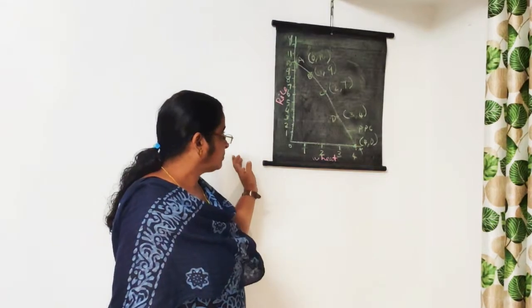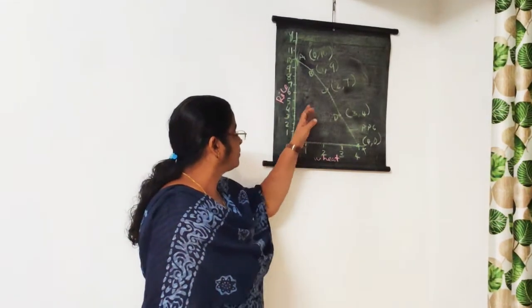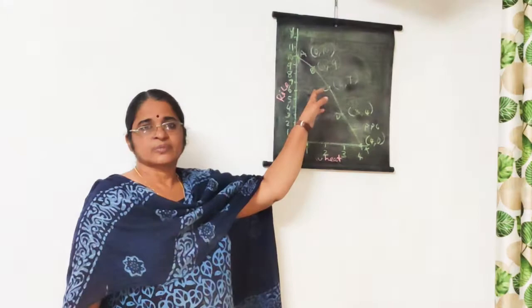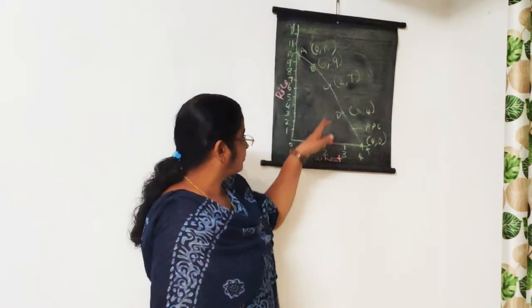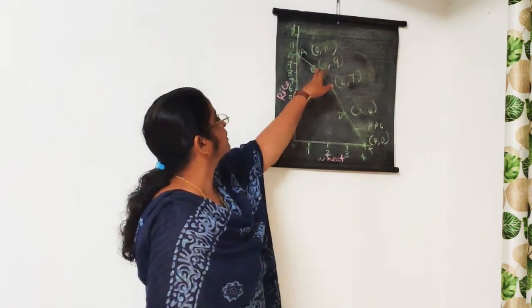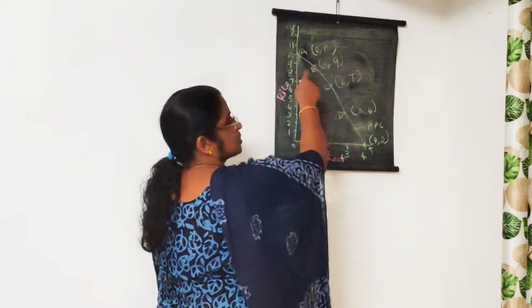And when we choose the possibility B, we get 1 unit of wheat and 9 units of rice.